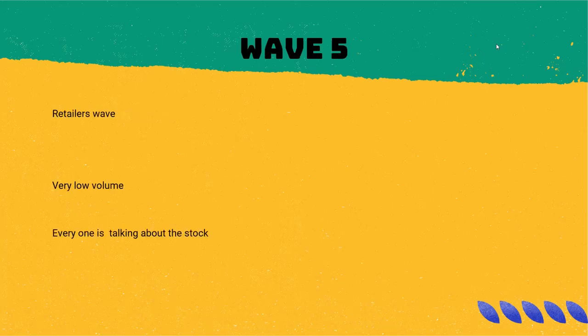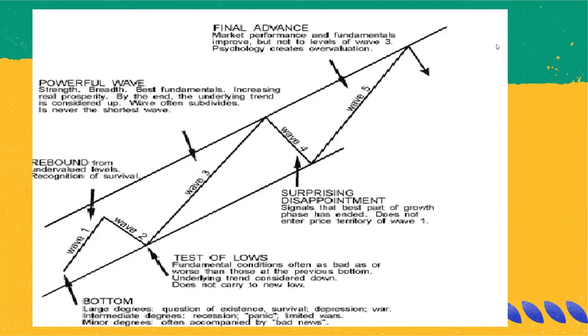Wave 5 is also known as the retailer's wave. The up move is on low volumes. Everyone is just talking about the stock having a bright future, but we know how that ends.